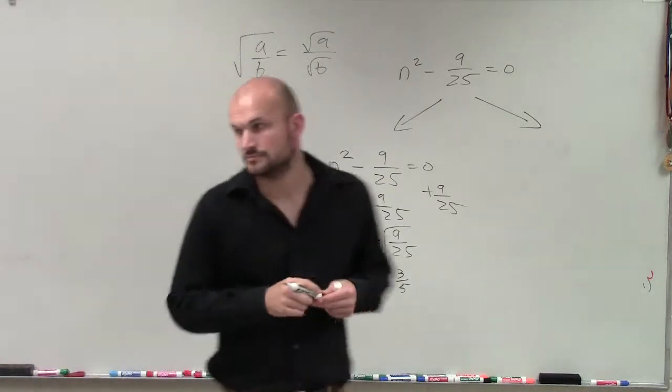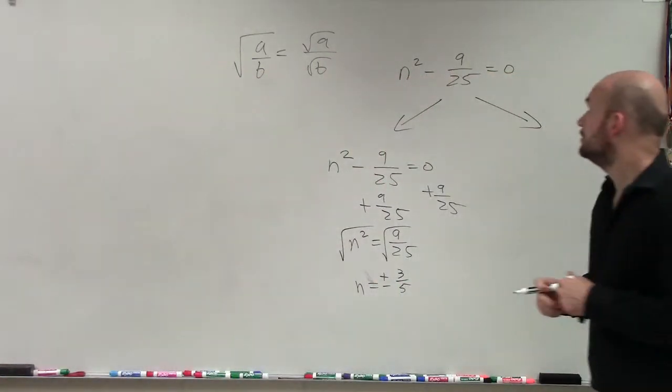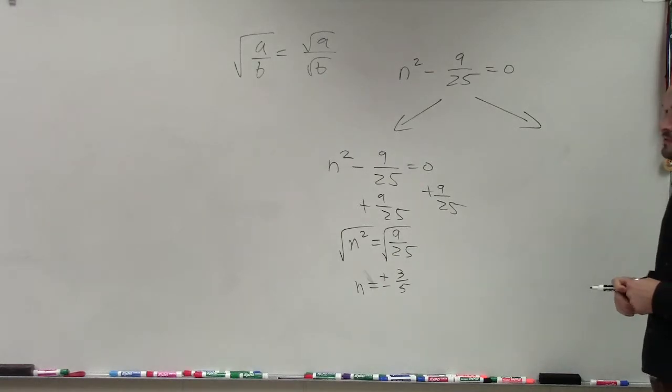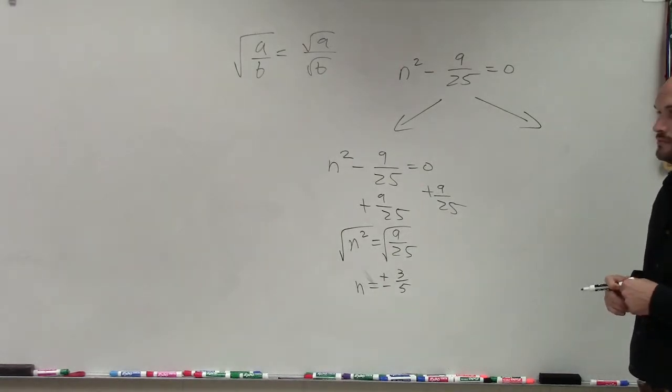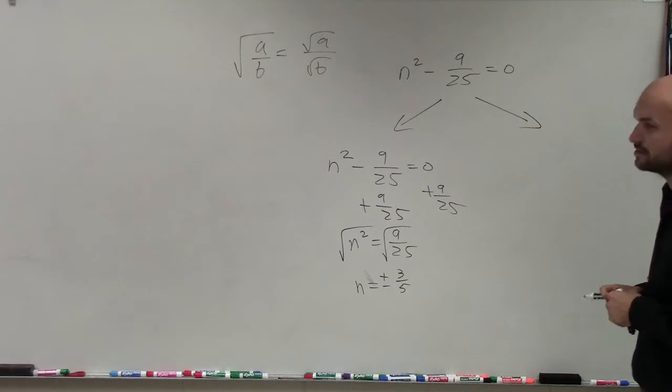Yes? Why can't you multiply both sides by 25? It would be 0 on the equal side and 25 n squared. Multiply both sides? You can. I'll show you that in a second.